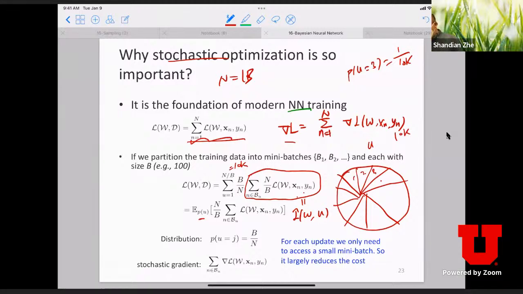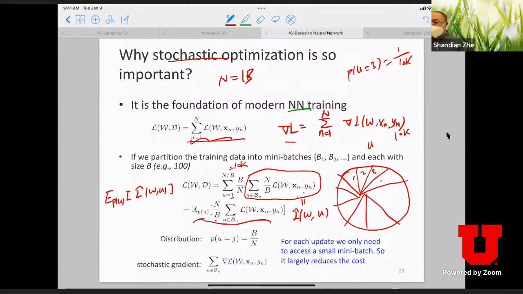So in the outer level, because you go over all possible indices of mini batch, that means U from 1 to N over B, and you times N over B. So overall it is essentially an expectation. It's like you're going to take expectation over this L hat W U, because P of U is a uniform distribution.